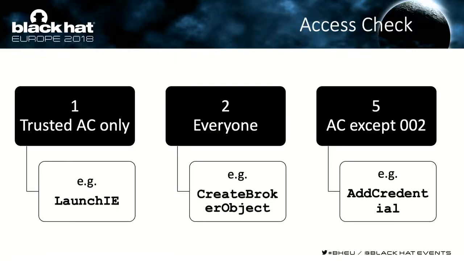Now let's go back to the access check. There are three different types of access check. First is trusted AC only, which means only a trusted app container could call. It's for privileged methods such as launch IE. Second is everyone. It basically means no access check. Third is all app containers except 002. Methods like end credential use this.